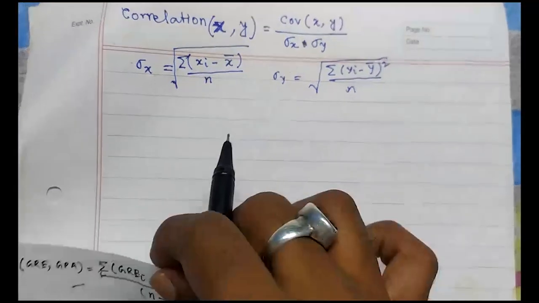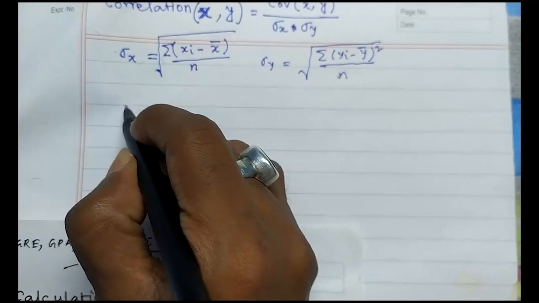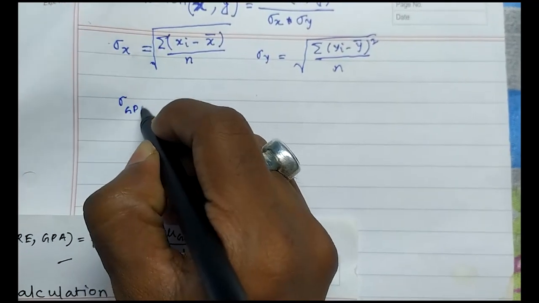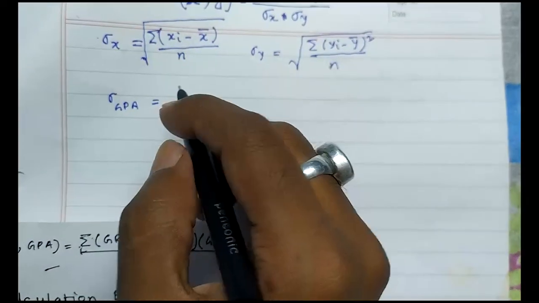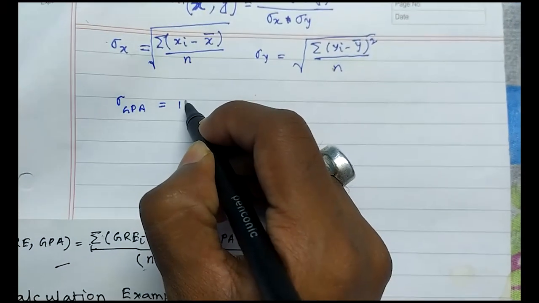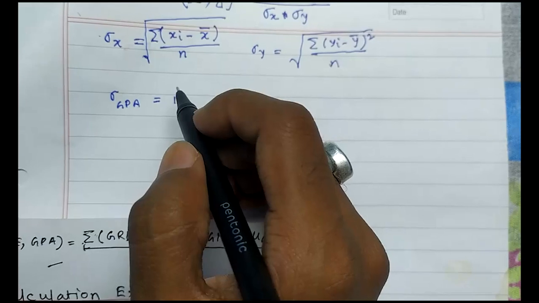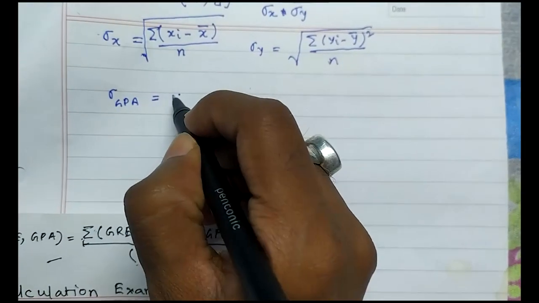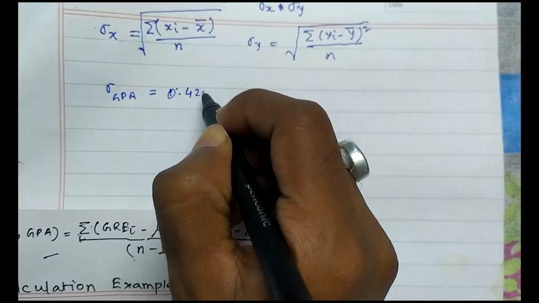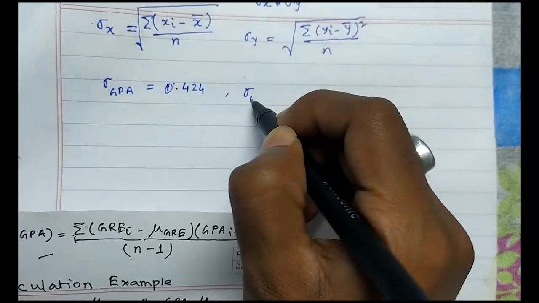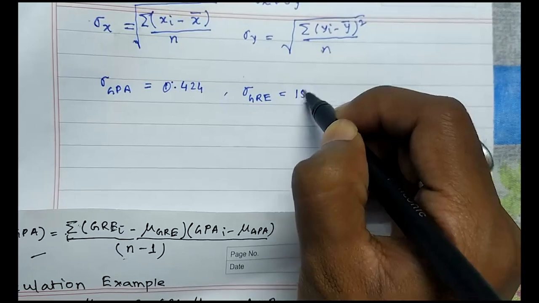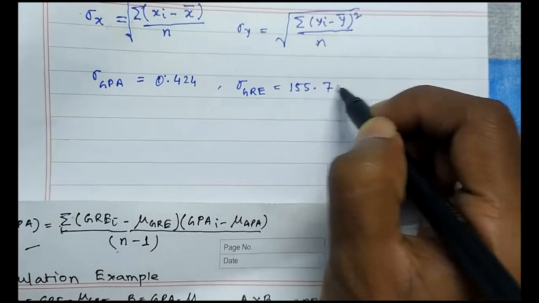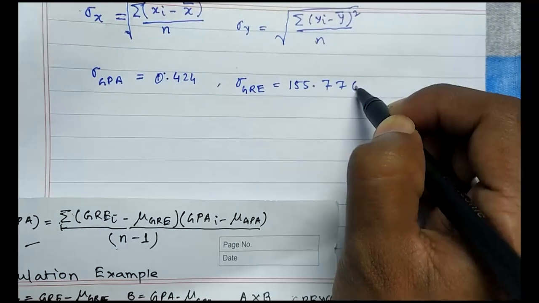Now if you find sigma x and sigma y, that is sigma GPA and sigma GRE, you will find sigma GPA is equal to 0.424, and sigma GRE will be 155.776.